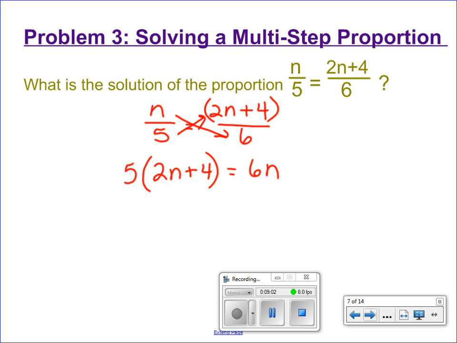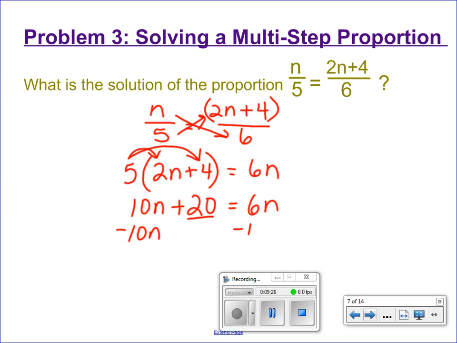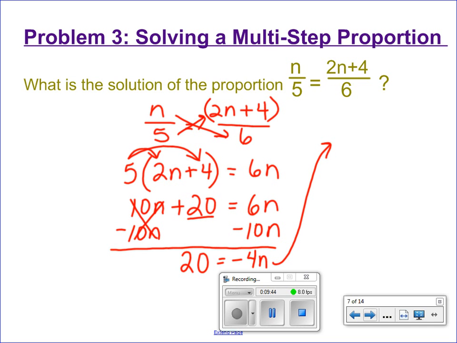All right, let's distribute. 5 times 2n is 10n, plus 5 times 4 is 20. And that is equal to 6n on the other side. All right, this is one case. Since I have my constant on the left-hand side, I'm going to move the 10n in. That way I only have 2 steps left to do. All right, so 10n minus 10n is 0, and I'm left with 20 is equal to 6n minus 10n is negative 4n. I'm going to rewrite this up here.